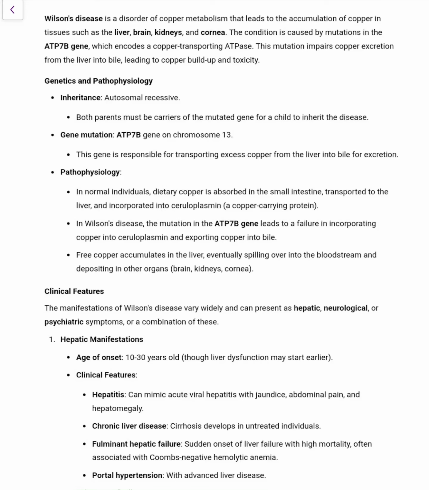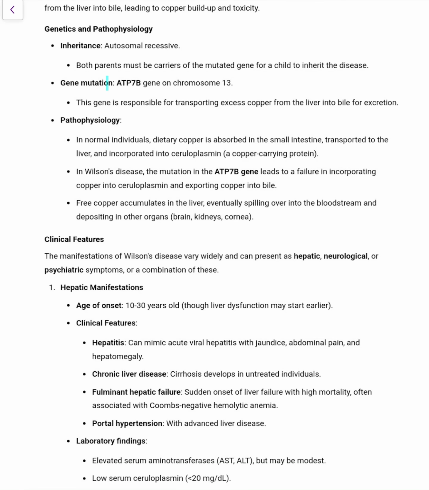Humanist again. Let us now discuss Wilson's disease. It is a disorder of copper metabolism which leads to abnormal deposition of copper in tissues like liver, brain, kidneys, and cornea, which will lead to organ dysfunction. It is because of a mutation in the ATP7B gene, which is located on chromosome number 13, and it follows autosomal recessive inheritance.